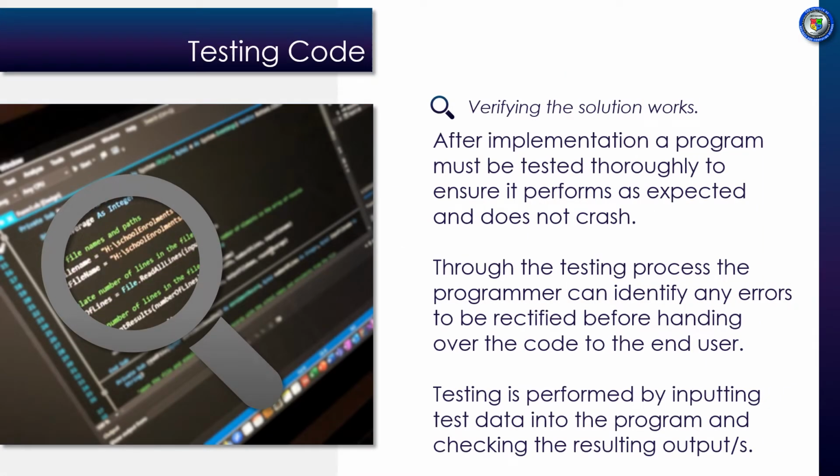After the implementation process, a program must be thoroughly tested to ensure it performs and carries out the tasks it's supposed to carry out without crashing. Through this testing process, the programmer can identify errors to rectify before handing over the code to the end user. This testing is performed by inputting test data into the program and checking the results against expected output.